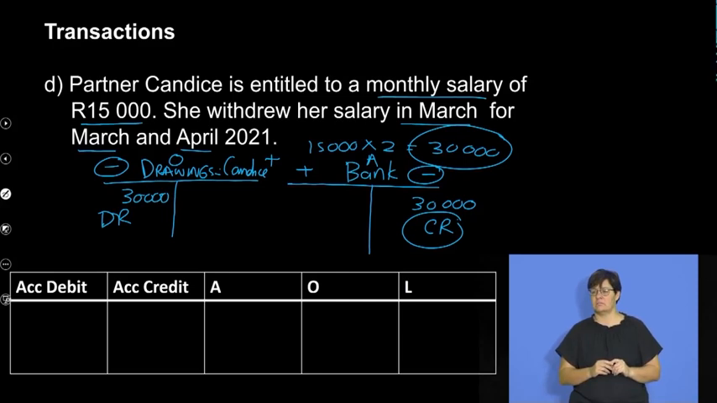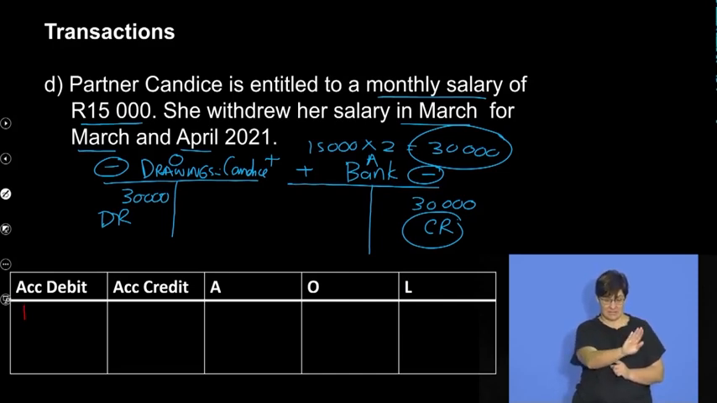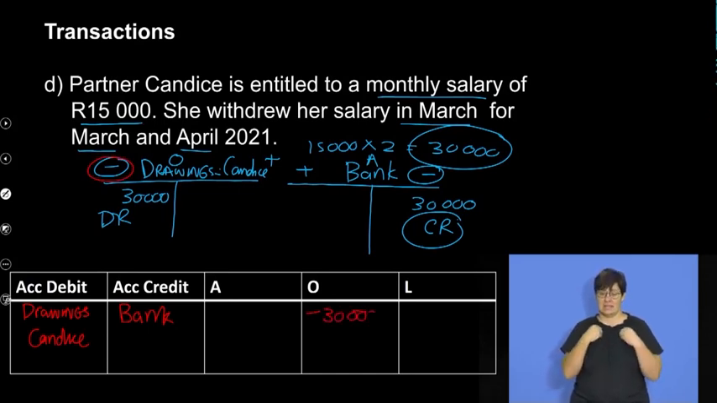Okay, so if we fill that in, I'm quickly checking that I didn't make a mistake. Okay, looks correct. So I'm debiting drawings. Right, so drawings is being debited. So let's just fill in drawings. Right, and again, the name of the partner, partner Candace. And the account credited is your bank account. Okay, and then obviously the impact on the accounting equation by debiting drawings, equity is decreasing by 30,000. And then we've got assets that are also decreasing by 30,000. Okay, right, so that was the last transaction.